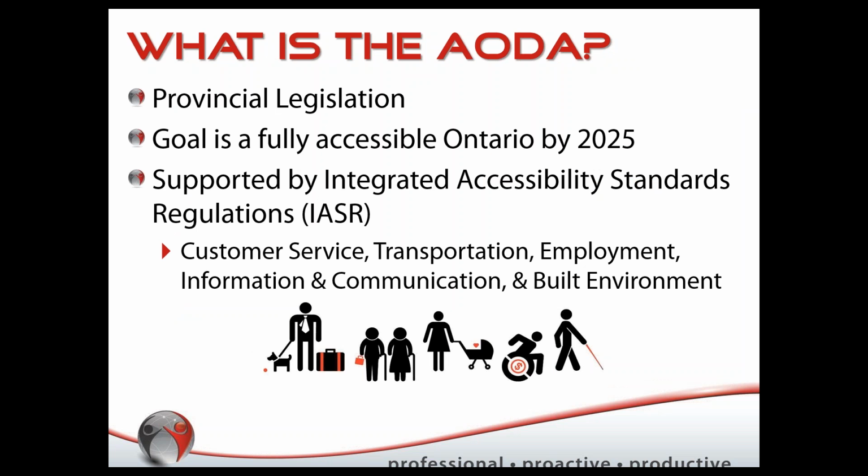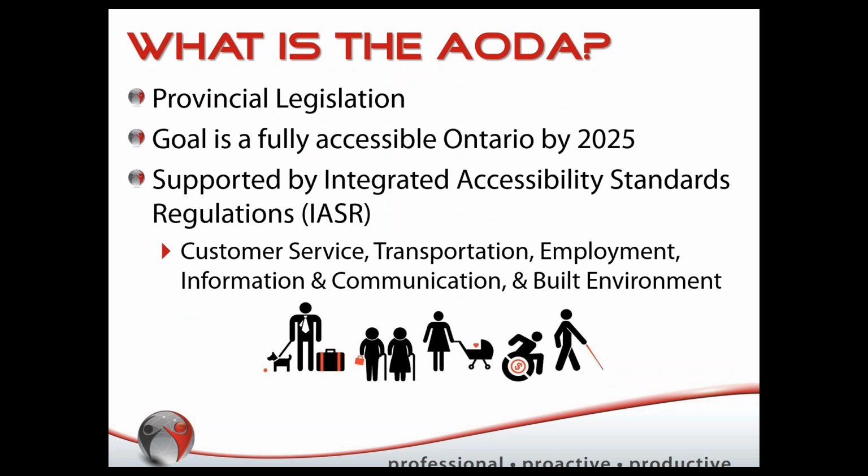If we talk about how the AODA fits into this, it has more specific measures to help ensure an accessible Ontario by 2025 is their goal. They want a fully accessible Ontario. It's the how-to, right? The AODA is kind of the outline, and then we have the IASR, the Integrated Accessibility Standards Regulations, and there are 5 of those.